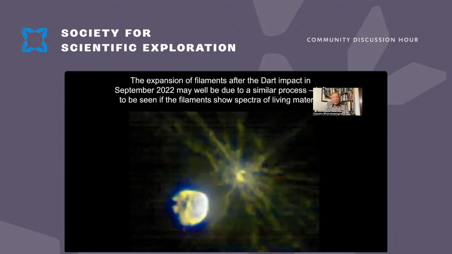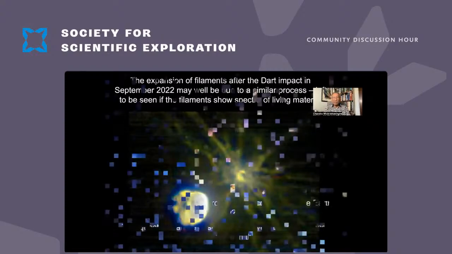Then I think this is interesting. This last month, there was, as I referred to already, the DART mission, the mission to deflect a comet or an asteroid if it was heading towards the Earth. So this led to the collision with Dimorphos, the moon of this asteroid, and the DART mission hit this spot on, and the whole thing exploded. So it remains to be seen whether these filaments that are coming out contain the spectra of living material. Whether that would ever be done for cultural reasons remains to be seen.